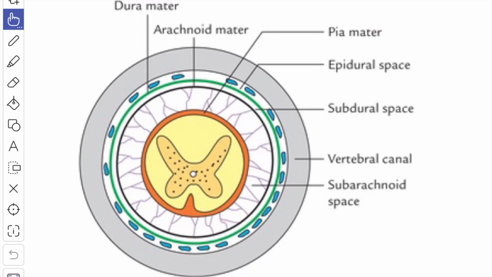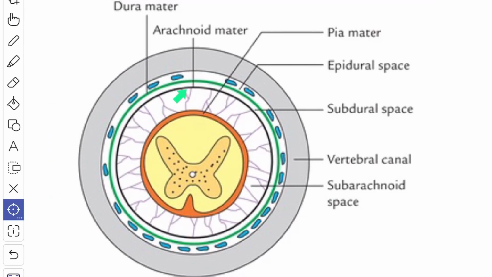So next we'll see about the subarachnoid space. This is the subarachnoid space, a space between the arachnoid mater and the pia mater. This space is filled with the cerebrospinal fluid. Above, it is continuous with the subarachnoid space around the brain, and distal to the termination of the spinal cord, the subarachnoid space around the filum terminale becomes roomy, forming a pool of cerebrospinal fluid called the lumbar cistern. The lumbar puncture is done at the site to take out the cerebrospinal fluid.